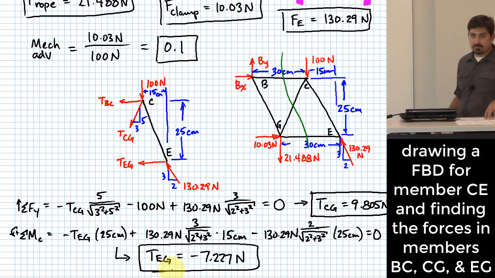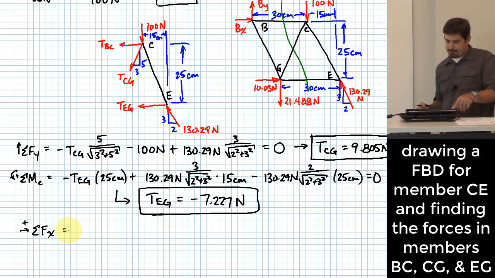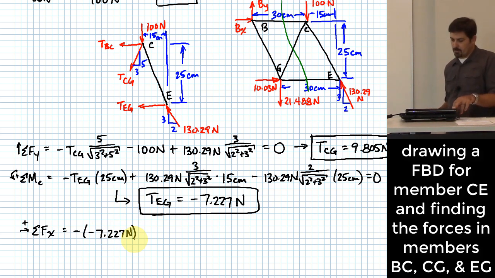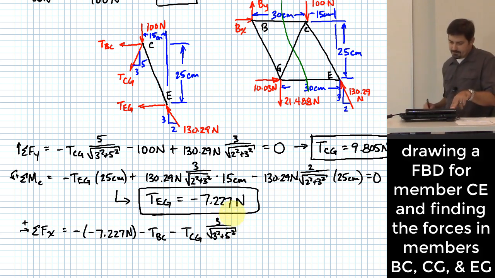We could sum X forces, okay? That's also true. What would that look like? Okay, so we have minus 7.227 newtons. Okay, well then what? Okay, minus TBC. What else? Minus TCG, but only the horizontal component of it. So I need to multiply by 3 over the square root of 3 squared plus 5 squared. Right?